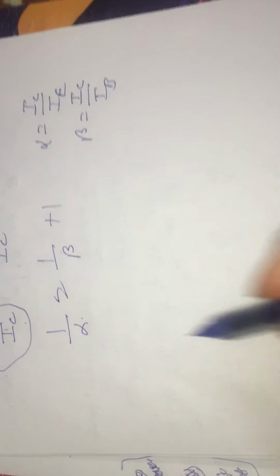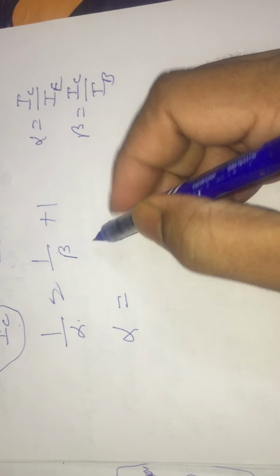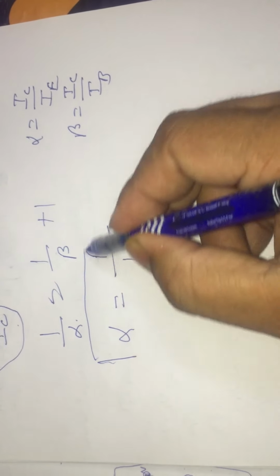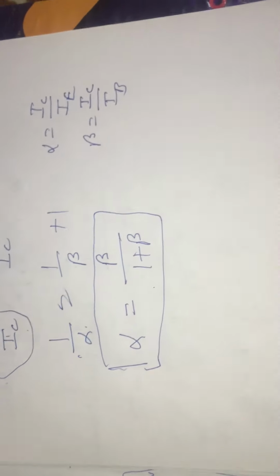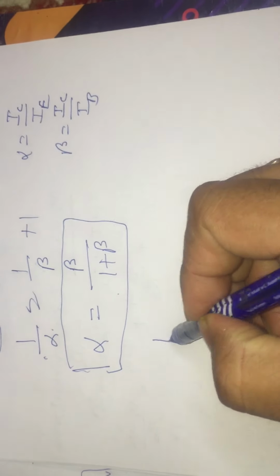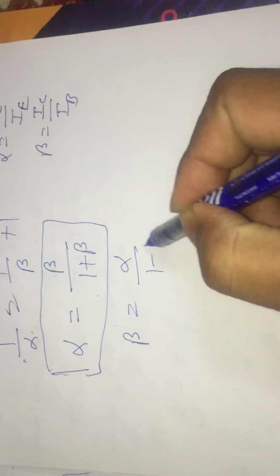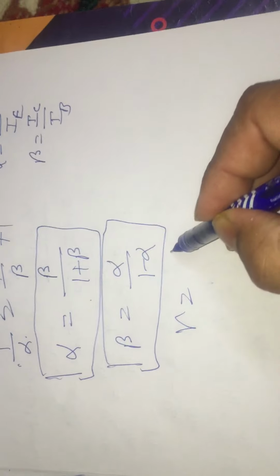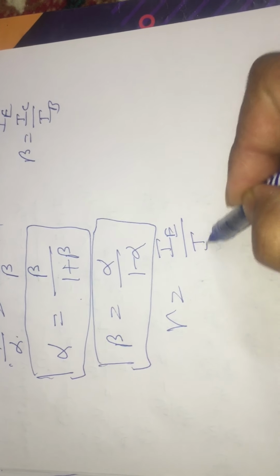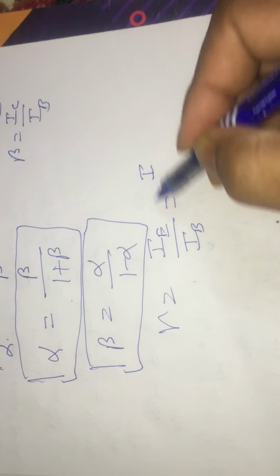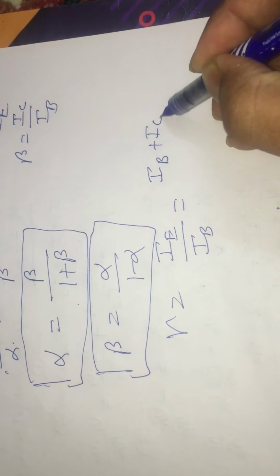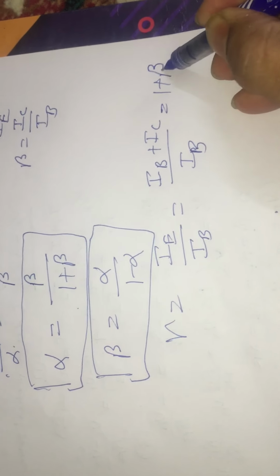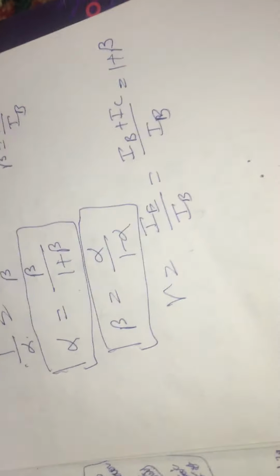plus 1. So we can write alpha is equal to beta upon 1 plus beta. From this equation we can also write beta is equal to alpha divided by 1 minus alpha. That is the relationship between alpha and beta. And we know what gamma is. Gamma is IE upon IB, so IE is equal to IB plus IC, divided by IB. This is 1 plus beta. So this is the relation between alpha, beta and gamma.